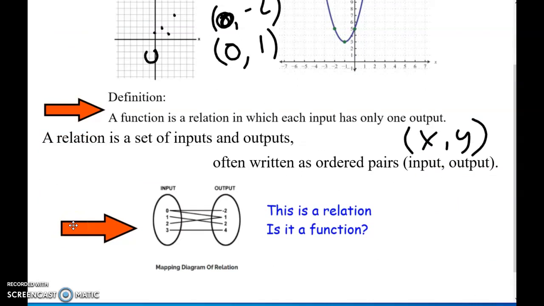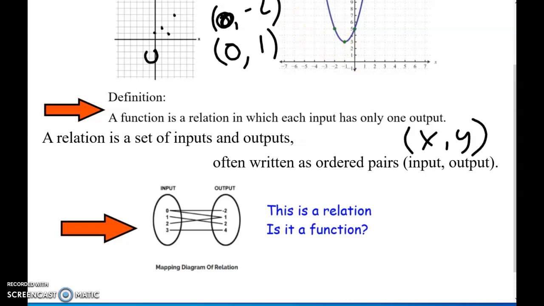One way to see it is this is a relation, and my question is, is this a function? These are my inputs over here, and these are my outputs over here. Remember, to be a function, if I put in a value, I have to get out the same number every time. So here, if I put in a 0, I get out a negative 2 and a 1. That's not a function because there's confusion going on there.